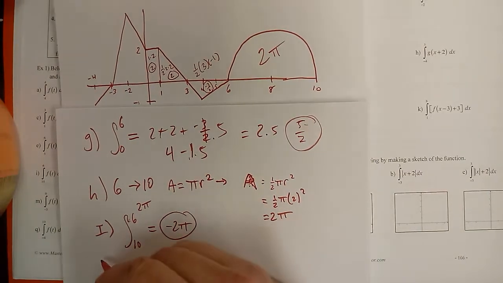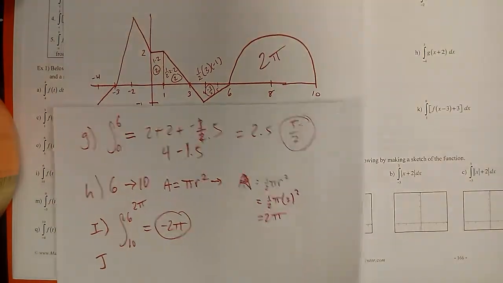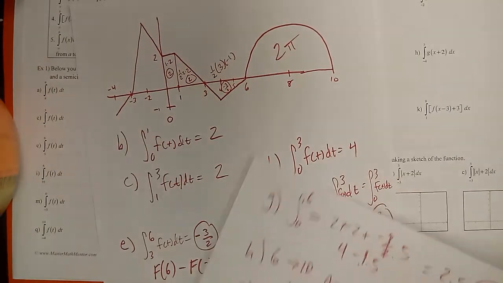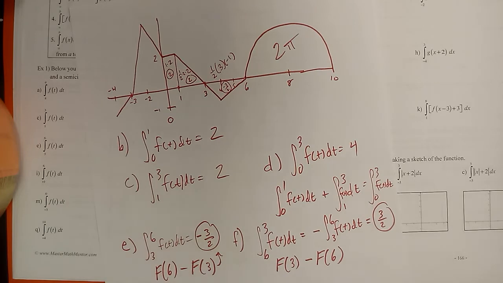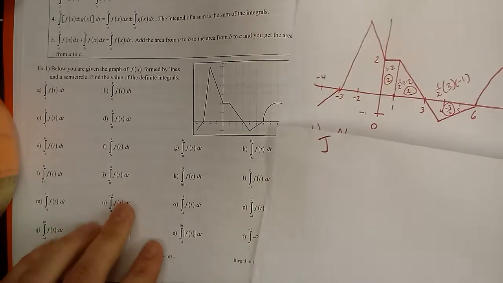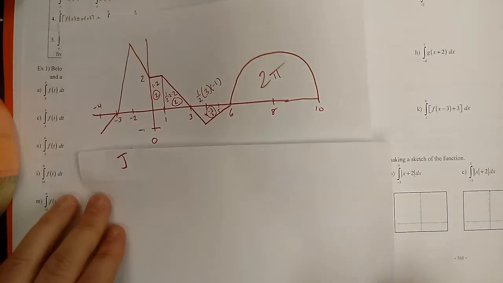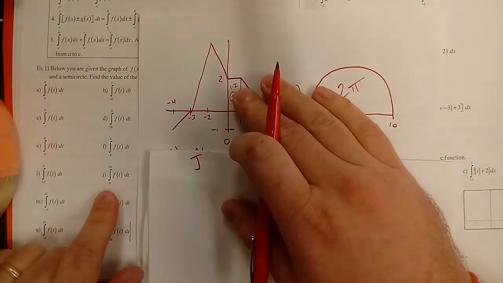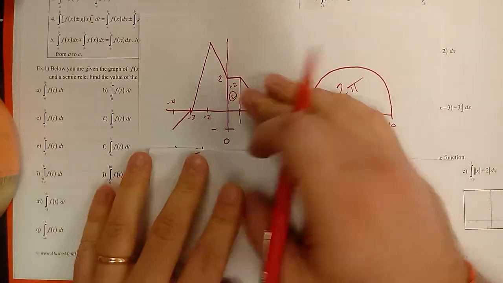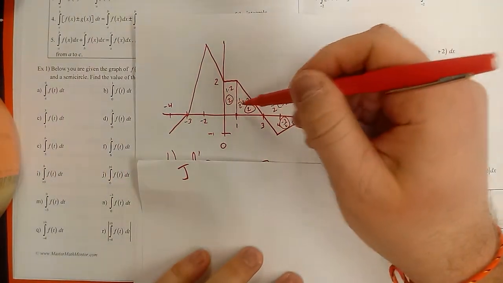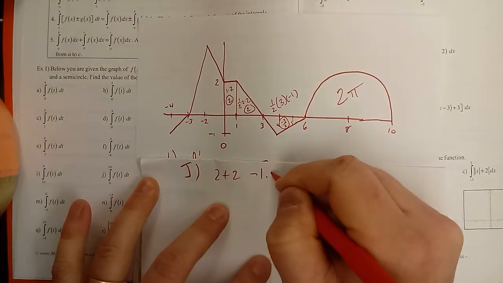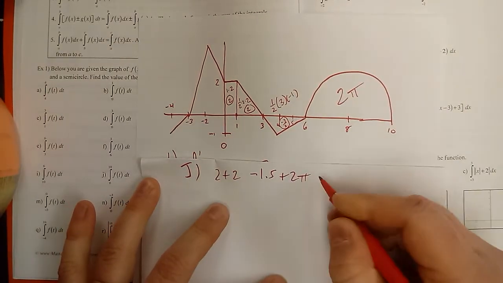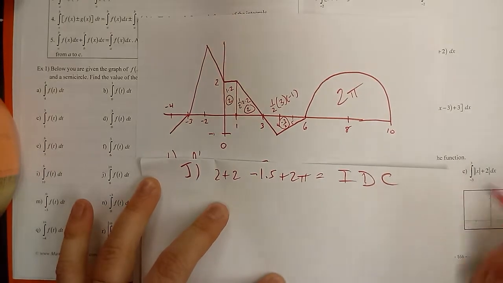All right, J. What does J say? J, from 0 to 10. Oh, super hard. It says take the integral from 0 to 10 of f of t dt. Literally, just add all these up. 2 plus 2 minus 1.5 plus 2 pi equals, I don't care, it's a number.